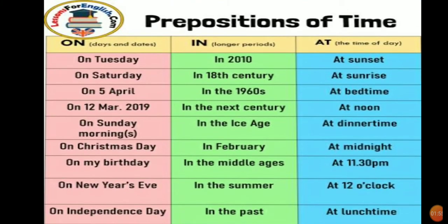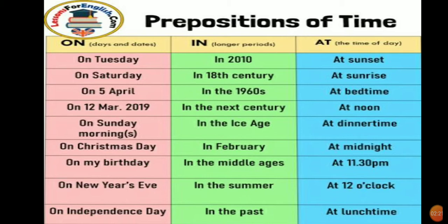Next is when to indicate time. We use preposition on, in, at. We use on for days and dates. Example, on Tuesday, on Saturday, on 5th April, on 12 March 2019, on Sunday morning, on Christmas Day, on my birthday, on New Year's Eve, on Independence Day.